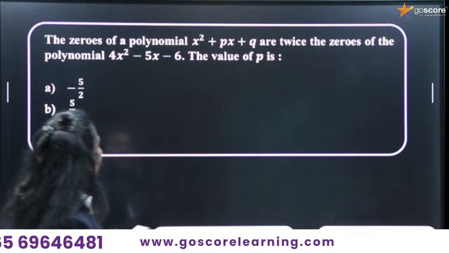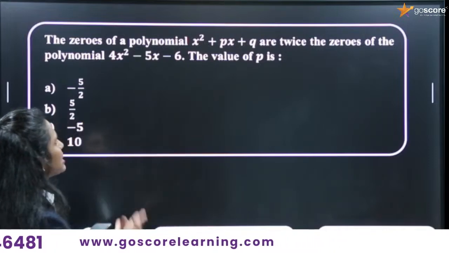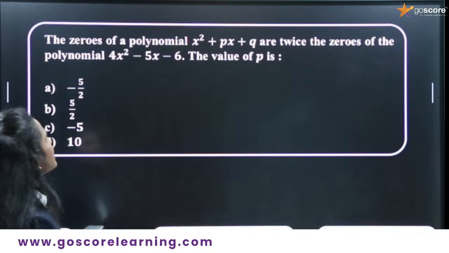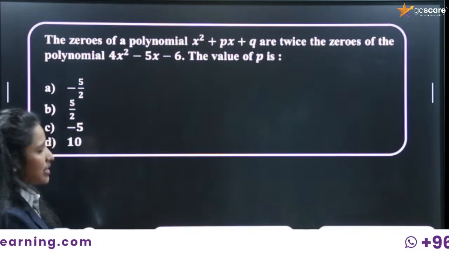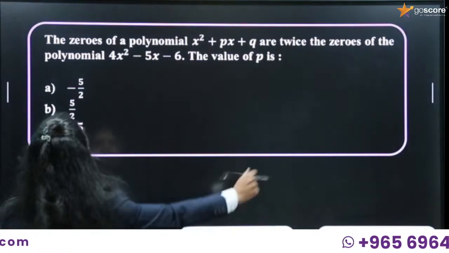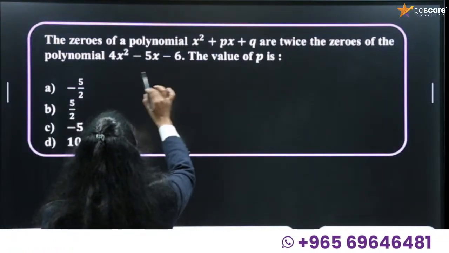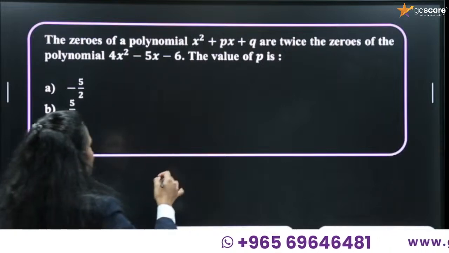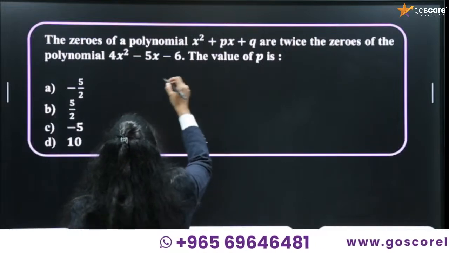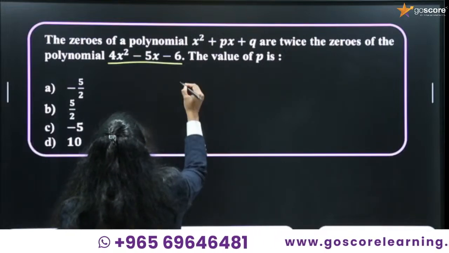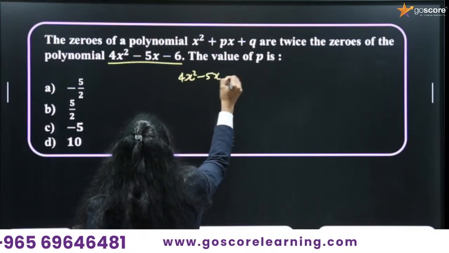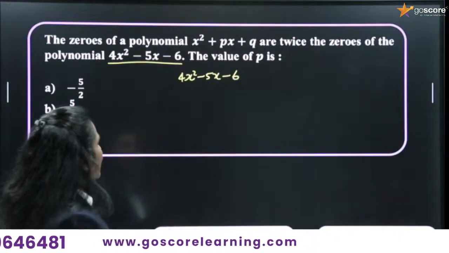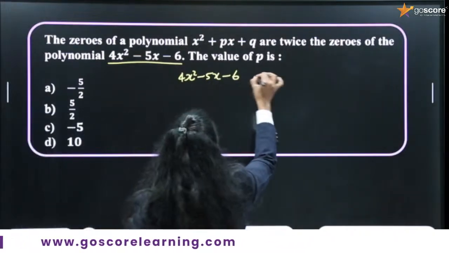Next one, the zeros of a polynomial x square plus px plus q are twice the zeros of the polynomial 4x square minus 5x minus 6. Okay, so the zeros of a polynomial x square plus px plus q. Let the zeros of this polynomial. So 4x square minus 5x minus 6. This is our polynomial. And its zeros, let it be alpha and beta.